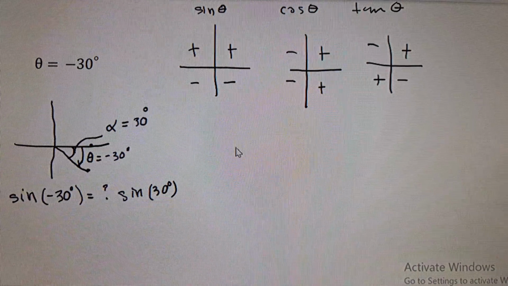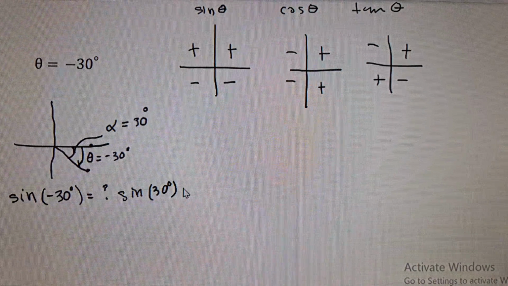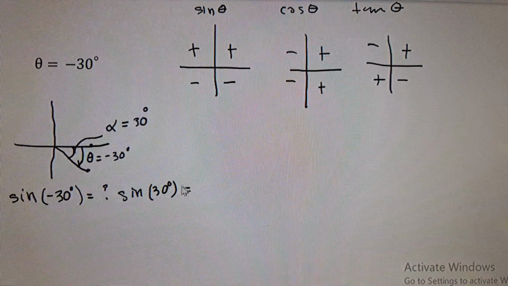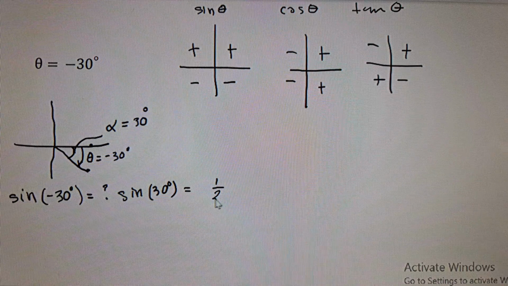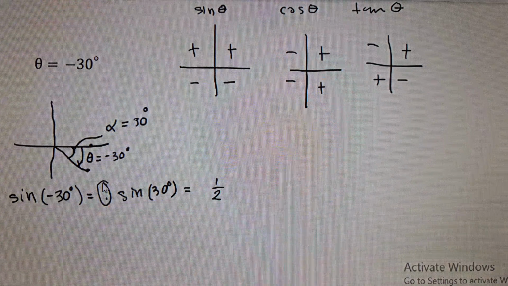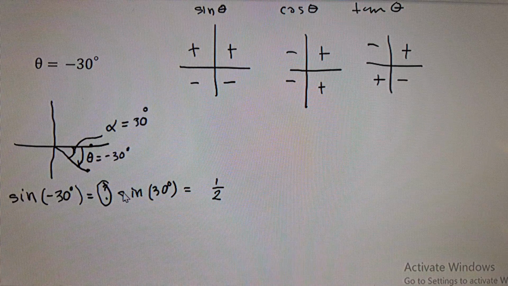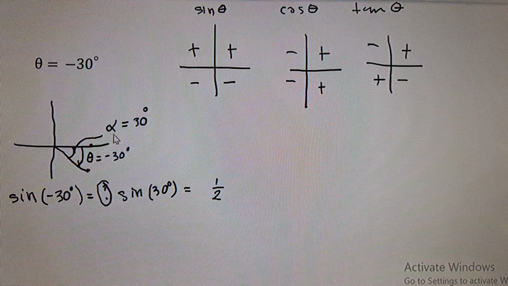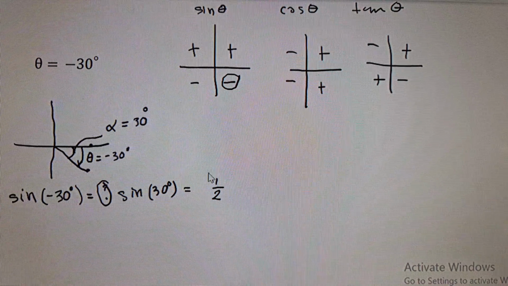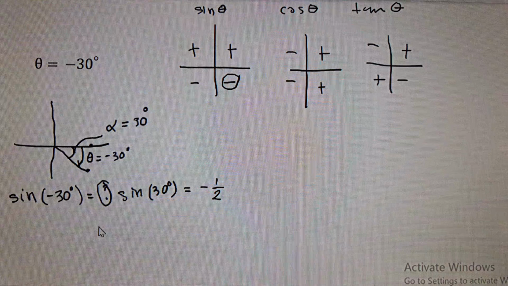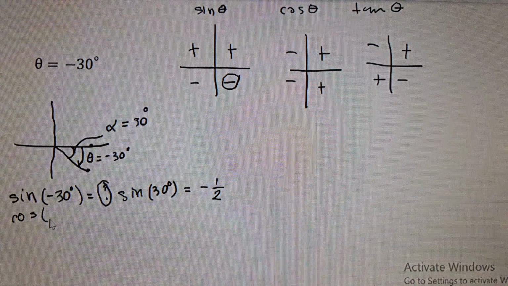So let's take a look. The sine of negative 30 degrees is going to be the same thing as the sine of 30. What's the sine of 30? 1/2. All we need is to take care of where that angle is, in what quadrant. Notice it's in the fourth quadrant. So for the sine, we look at the fourth quadrant, and that's going to be negative 1/2. How about the cosine of minus 30?